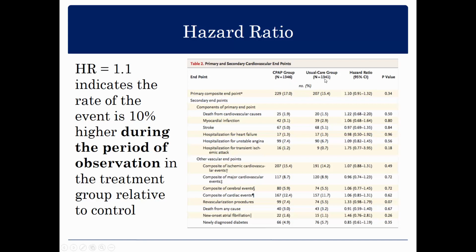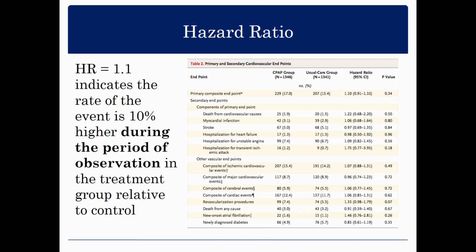There's the CPAP and the usual care. And they describe that treatment effect using a hazard ratio of 1.1. And they give a confidence interval. So just like with any other ratio, a value of 1 means that the risk in the two groups of the event over that time period is the same. It's equivalent risk in both groups.